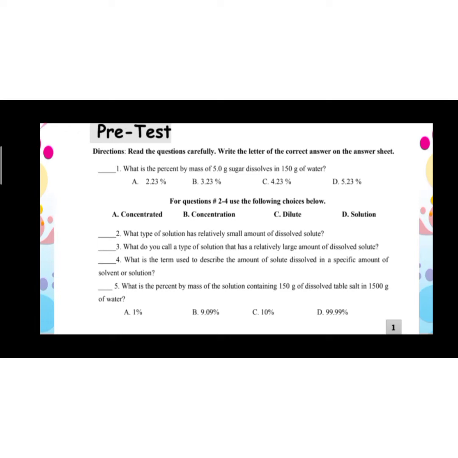And for question number 5, what is the percent by mass of the solution containing 150 grams of dissolved table salt in 1,500 grams of water? A. 1%, B. 9.09%, C. 10%, or letter D. 99.99%. Write your answer.